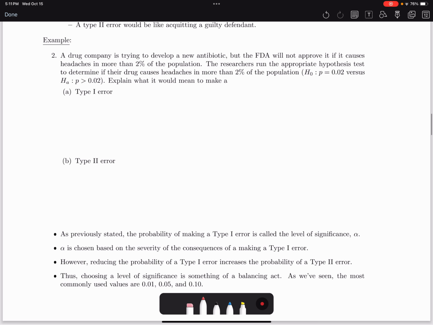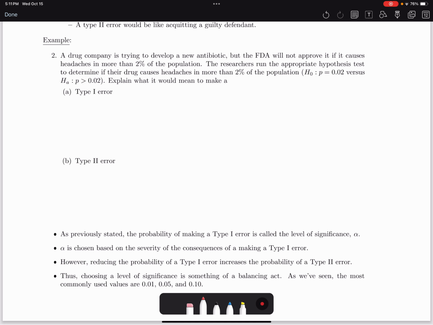let's look at some examples and talk about what it would mean to make a type 1 and type 2 error. This one says a drug company is trying to develop a new antibiotic, but the FDA will not approve it if it causes headaches in more than 2% of the population. The researchers run the appropriate hypothesis test to determine if their drug causes headaches in more than 2% of the population. Okay. Explain what it would mean to make a type 1 error in this case.